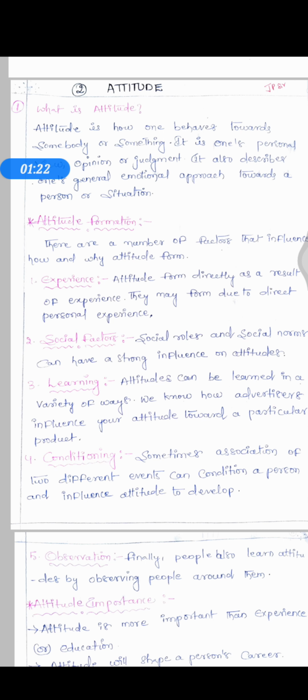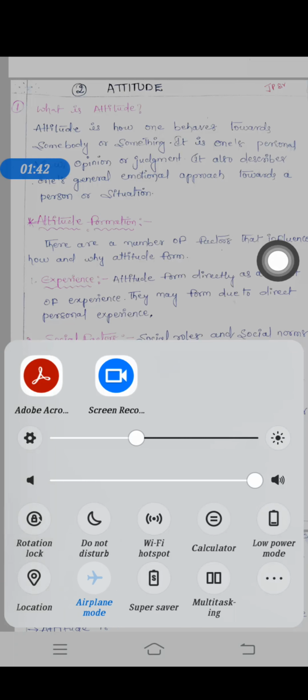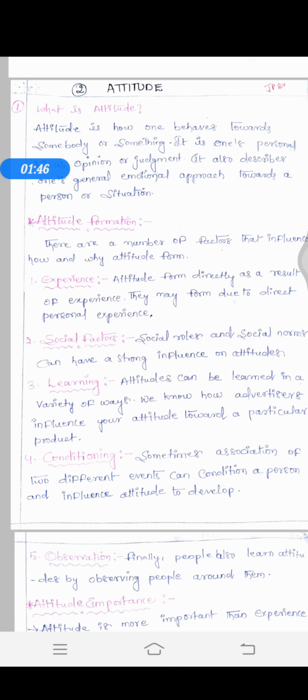Okay, listen carefully. This is our life behavior. Now, what is attitude? Not a positive attitude, just attitude. Attitude is how one behaves towards somebody or something. So understand this line: how one behaves in front of others. It is one's personal view completely, a personal view, opinion, or judgment.